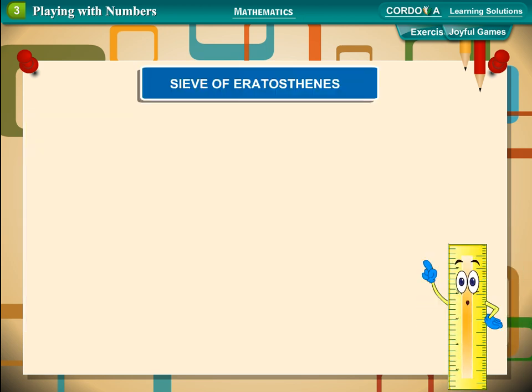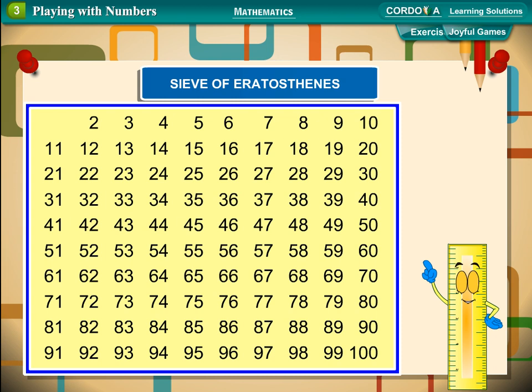Sieve of Eratosthenes. We can find prime numbers from 1 to 100 with an easier method. This method was given by Greek mathematician Eratosthenes in the 3rd century BC. List all the numbers from 2 to 100 as shown below. 1 is not a prime number.